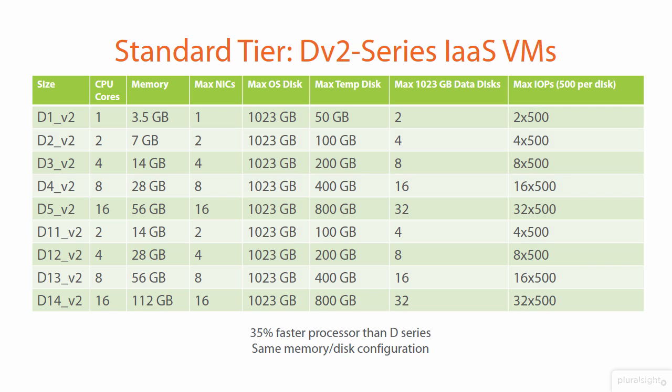When we go to the DV2 series, the main difference between the DV2s and the Ds is that the processor in the DV2 is actually about 35% faster. So you're going to see a substantial performance increase. Now, the thing you've got to ask yourself is, do you need that performance? Are you fine with a D, or do you need to go to a DV2? Because it's fairly obvious to guess that a DV2 is going to be more expensive than a D series.